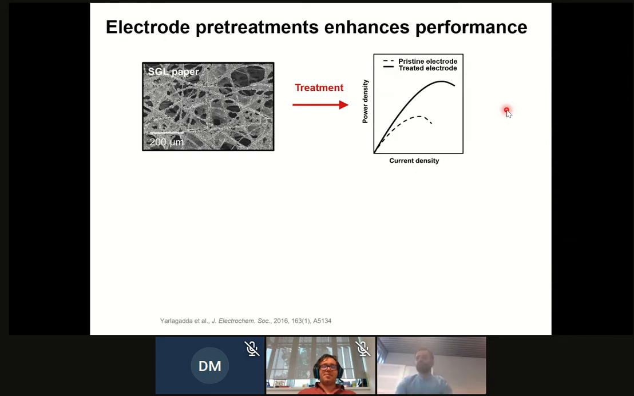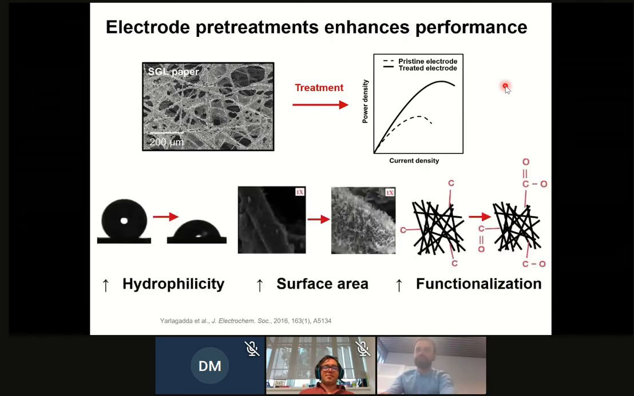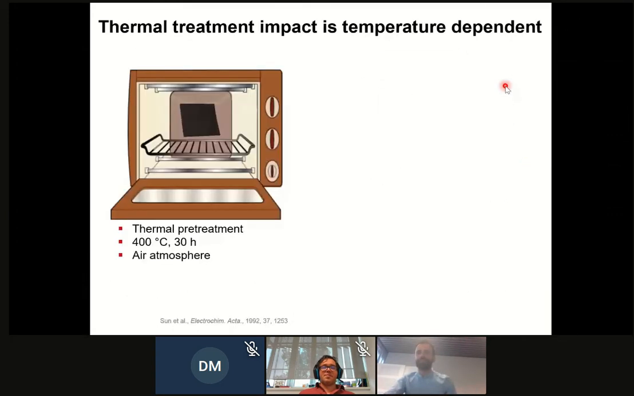And so we enter this field, and we've been struggling also to understand that, because it's very difficult to change one property without changing three other properties. But I will make an attempt here to understand a little bit more about thermal treatments. So we're going to look at hydrophilicity, surface area, and functionalization. Which of these three is actually playing a key role? Is it all of them? How do they change in relation to each other? That's the story. And so we chose thermal treatments because here you have a very easy handle.